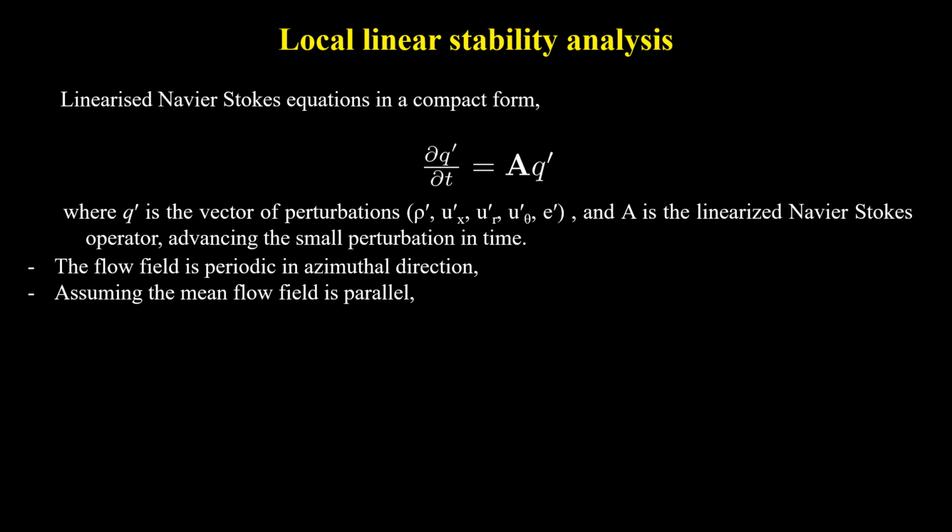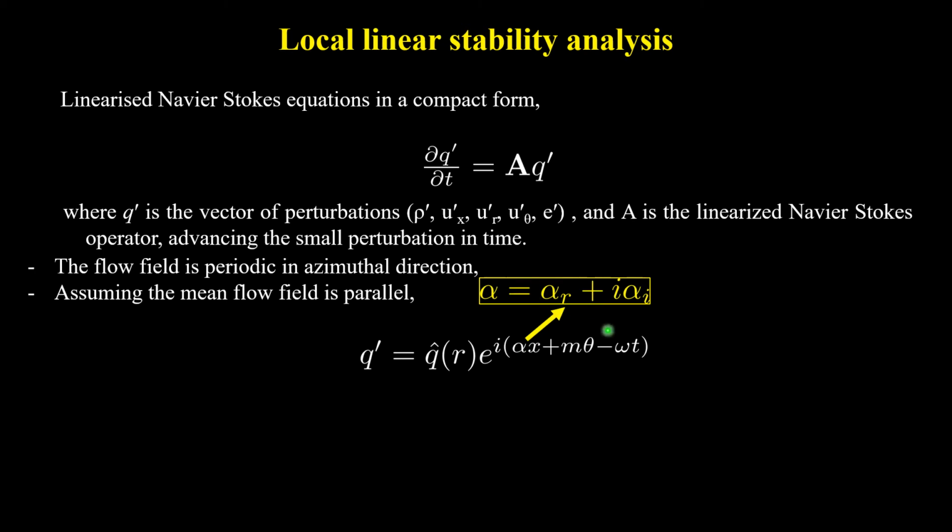We utilize local linear stability analysis to study the evolution of the most unstable frequency in the streamwise direction. The flow is periodic in the azimuthal direction. Assuming the mean flow field is parallel, fluctuations can be represented as normal modes. Alpha and omega are complex numbers. M is the azimuthal mode number. Alpha, the real part, is the wavelength, minus the imaginary part is the spatial growth rate. Omega, the real part, is the frequency, and the imaginary part is the temporal growth rate.